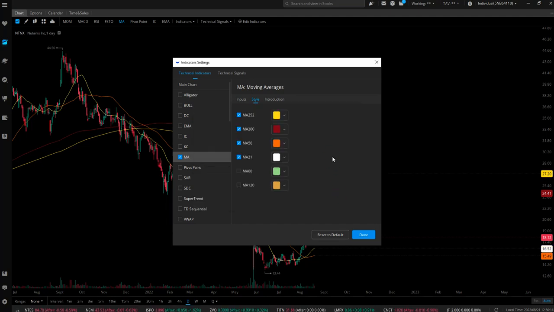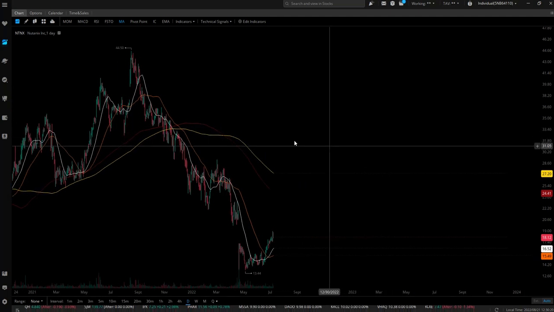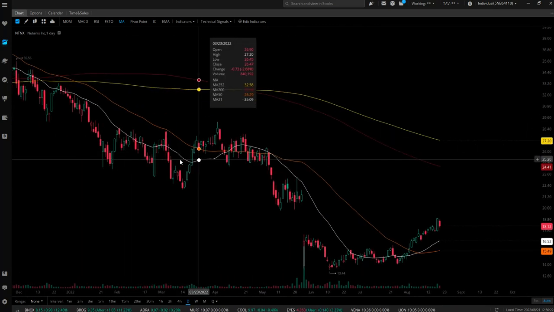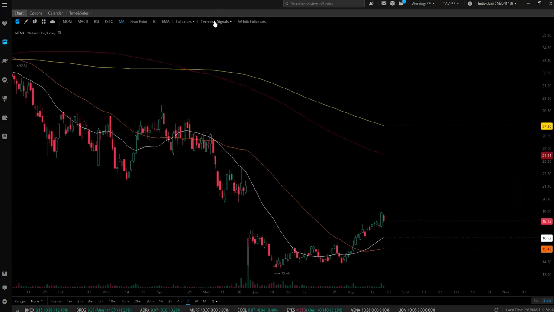And you can set it up however you want. This is just an easy way for me to remember which ones are which. But the reason why we're doing this is because we can determine trend changes.